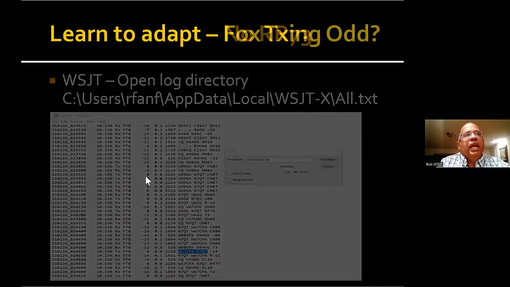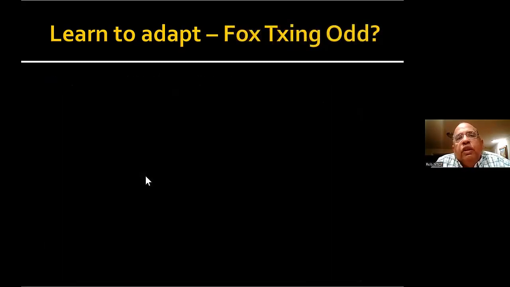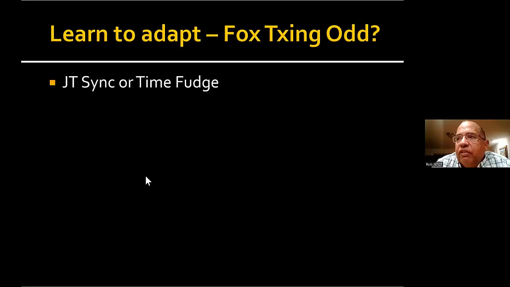So what happens in the case of Bouvet or VP6 Delta, where the Fox was transmitting on the odd cycle? How could we have solved that problem? You could use either JT Sync or time fudge. If the Fox is not transmitting on the even cycle like they should be, but ends up on the odd cycle, you could use either one of these two programs and subtract or add 15 seconds to get the Fox into the right cycle, at which point you could stay in Fox Hound mode and everything will work.